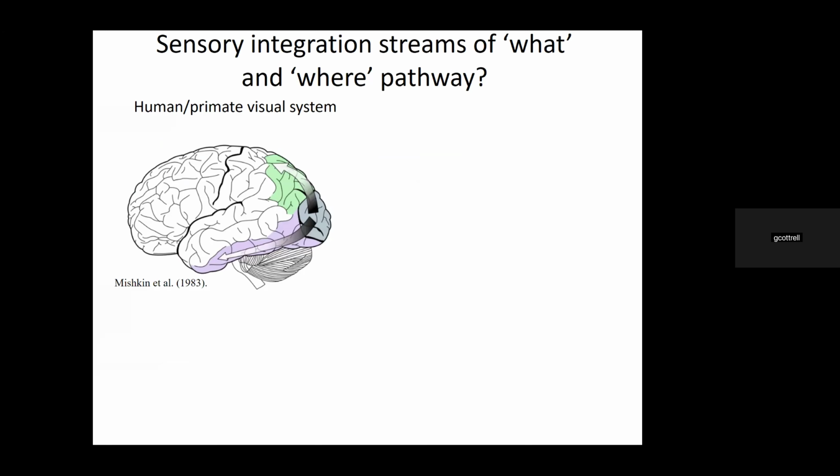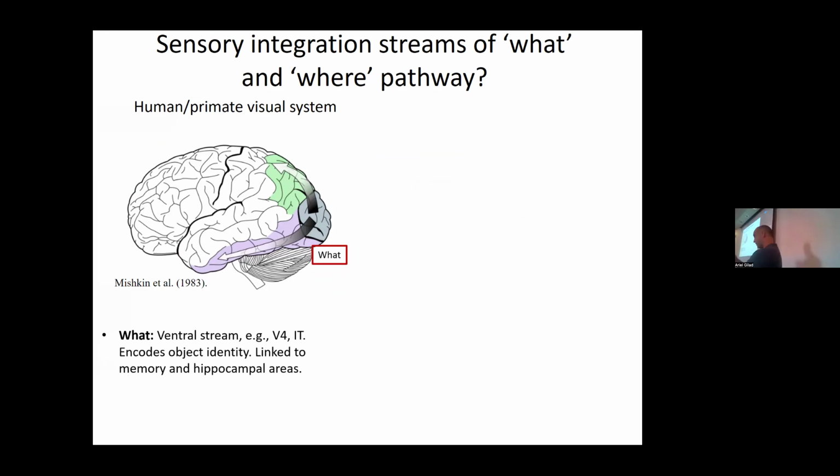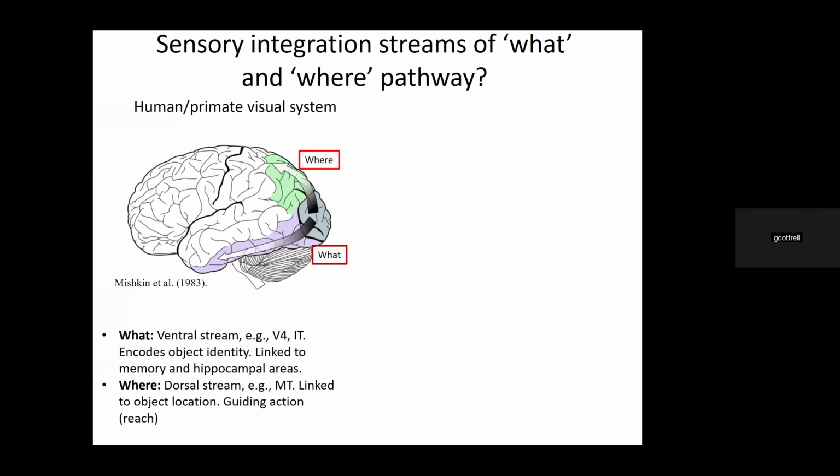So what and where system? That's classical, 40 years back. In the primate and human visual system, we think there is a ventral what stream, which encodes the object identity, what this object is, and the dorsal stream, which encodes where that object is, guiding action.